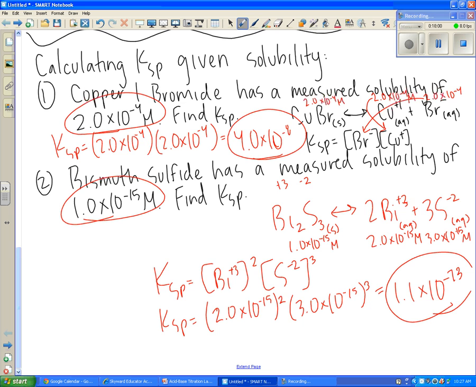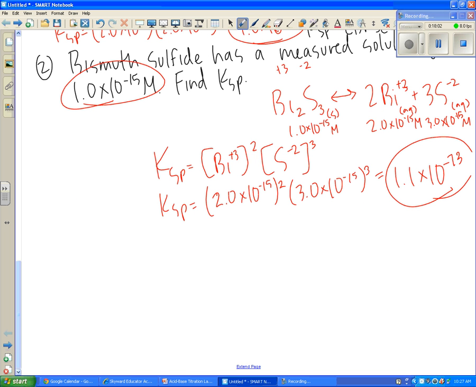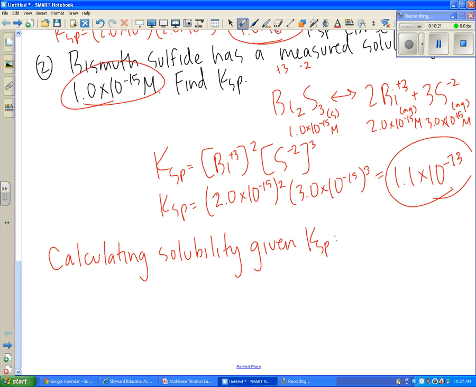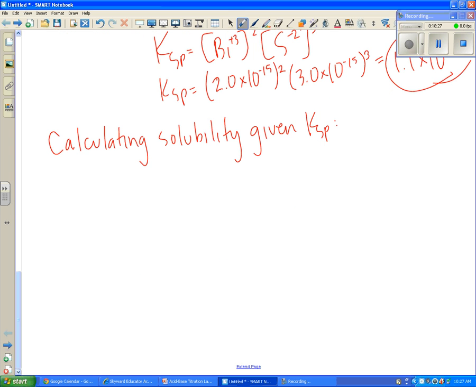Okay, the other type of problem that we're going to look at is what if we're given KSP and we want to find solubility? So the opposite of what we just did. So calculating solubility given KSP. We're going to do 2 problems.